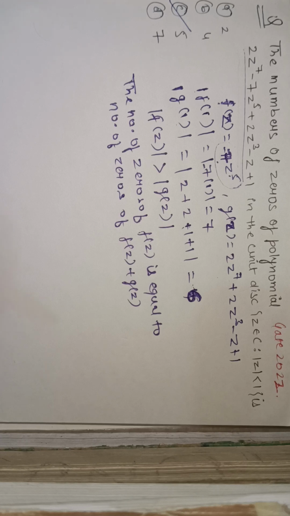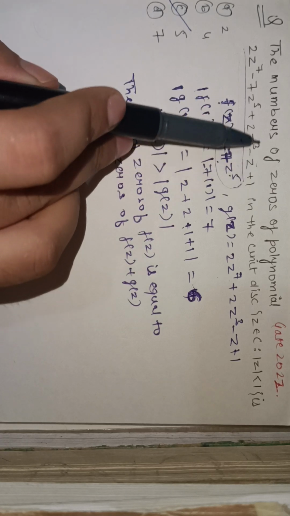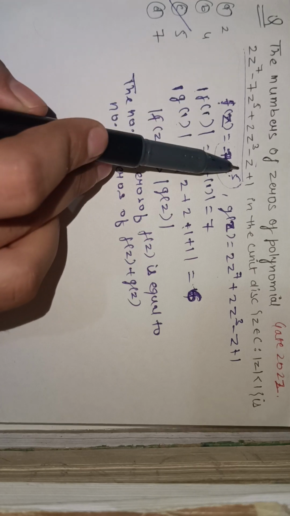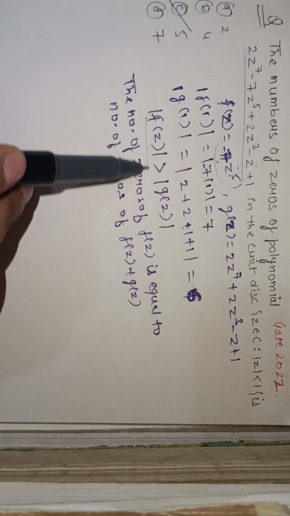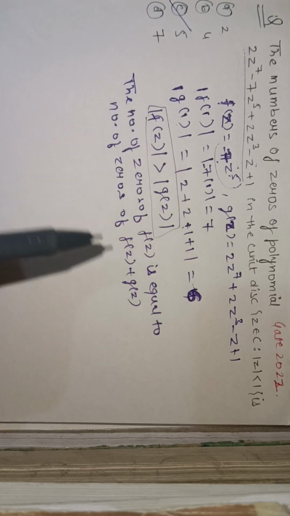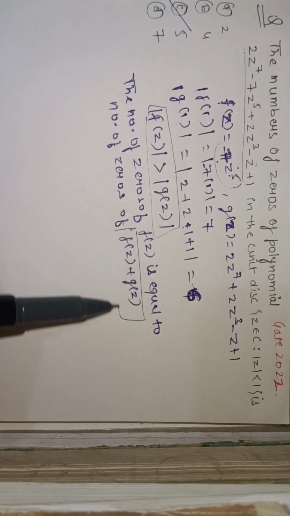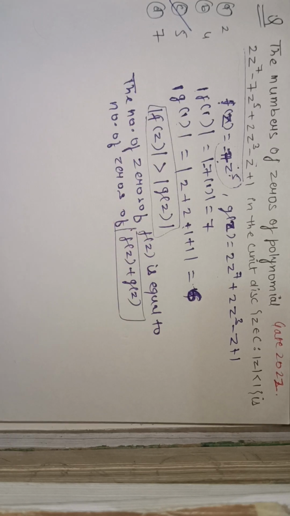So simply we have to find the part of this polynomial which satisfies this condition, and by Cauchy's result we can say this. For this you have to know what Cauchy's theorem is. If you don't know, then you can comment down and I will explain it in a different video. So this is the solution of the question.